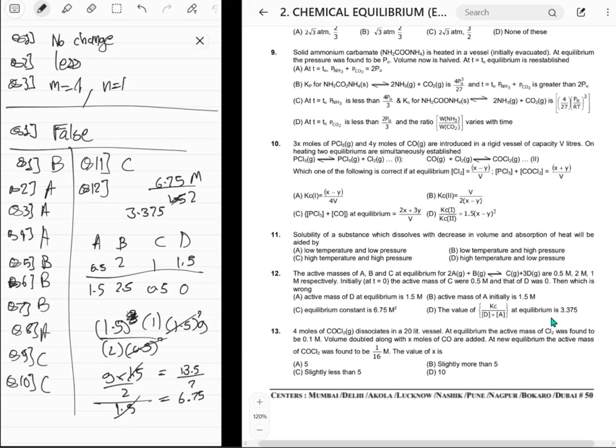So D is correct. A is correct. Active mass of A is initially 1.5. Yeah, that's also correct. So A, B, D is correct. C is wrong. So question number 12, C.